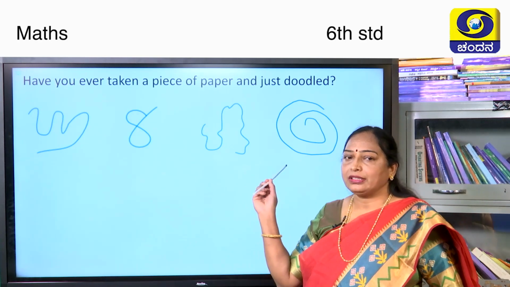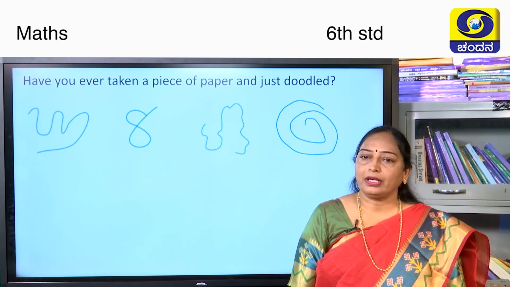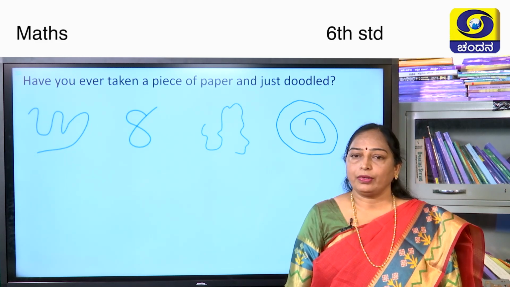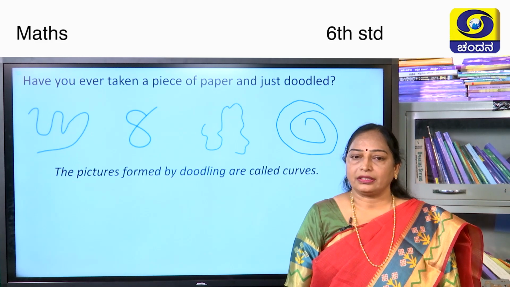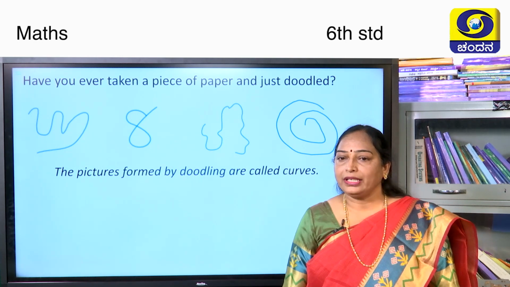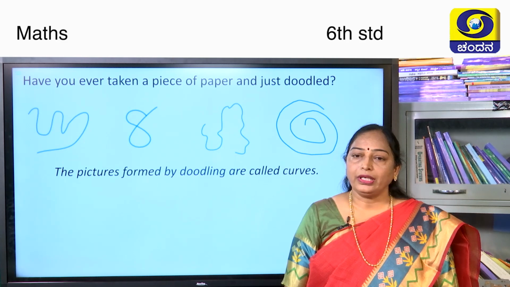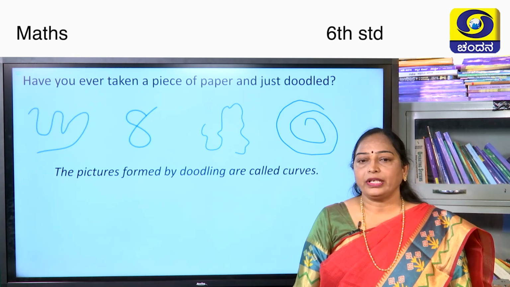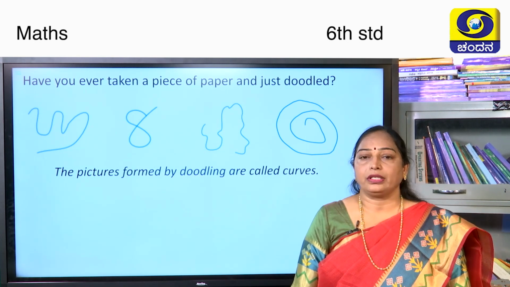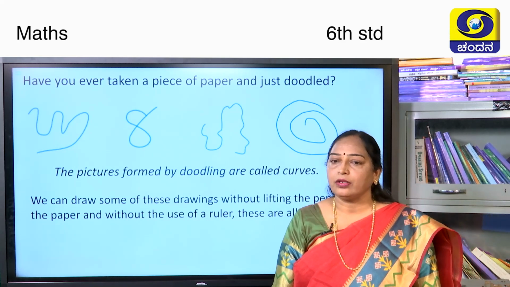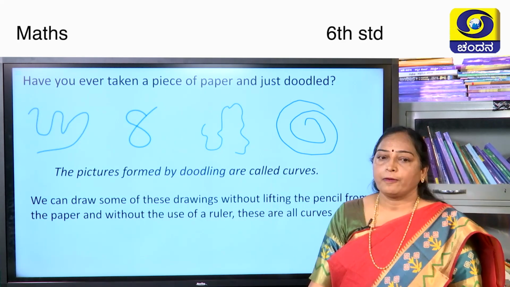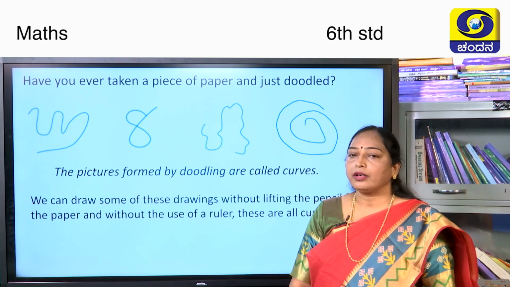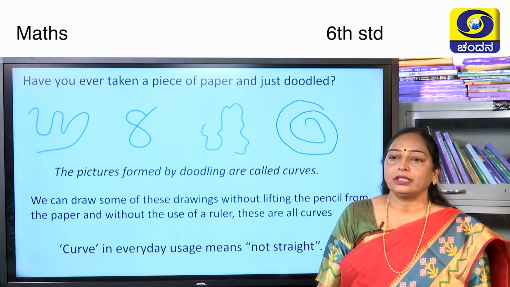Look at these pictures. Have you ever taken a piece of paper and just doodled? Children, you will like to doodle on a paper with a pen or pencil? Yes. The pictures formed by doodling are called curves. Doodling also comes under the geometrical concepts. We can see geometrical concepts in the things all around us. We can draw some of these drawings without lifting the pencil from the paper and without the use of a ruler. These are all curves. Curve in everyday usage means not straight.